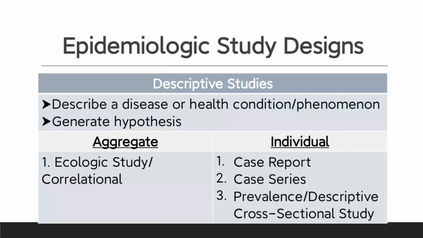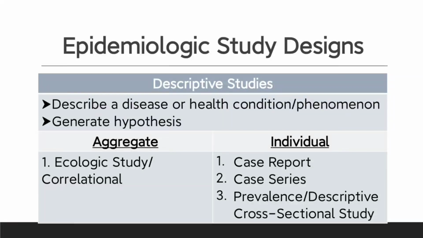We have the aggregate and individual. When we talk about aggregate, that means yung mga pinag-uusapan natin dito or yung mga units na involve, no, yung units of analysis that are involved in aggregate study designs are grouped, no? They are in groups. Okay, so pangkalahatan sila. So dito, ecologic study or yung natawag na correlational.